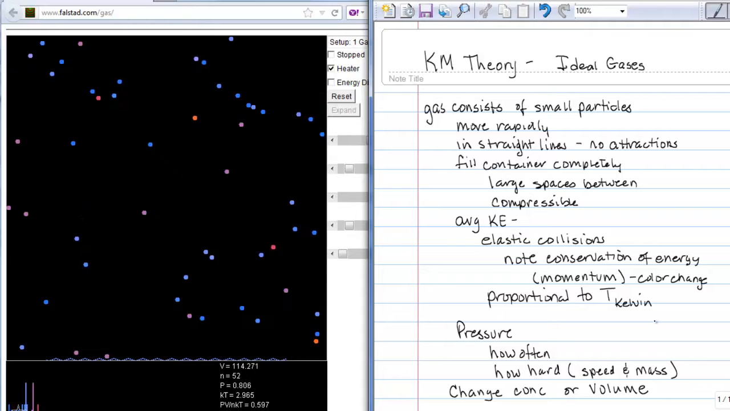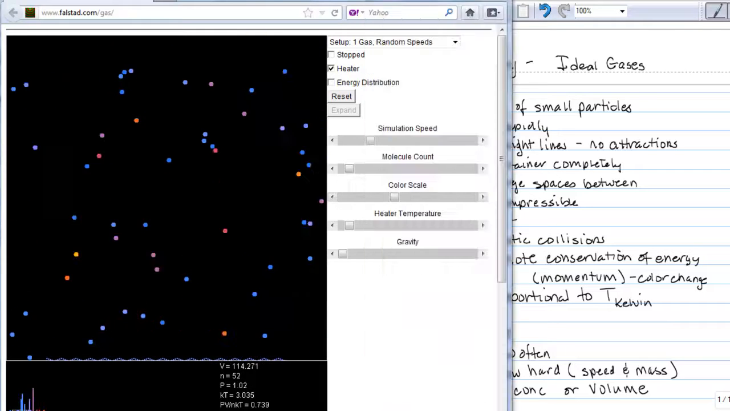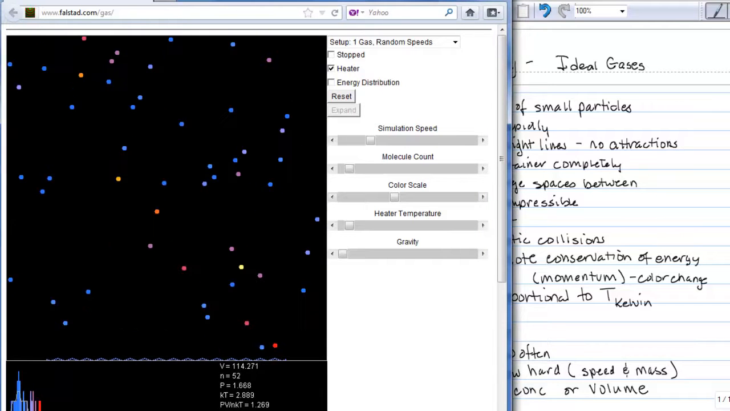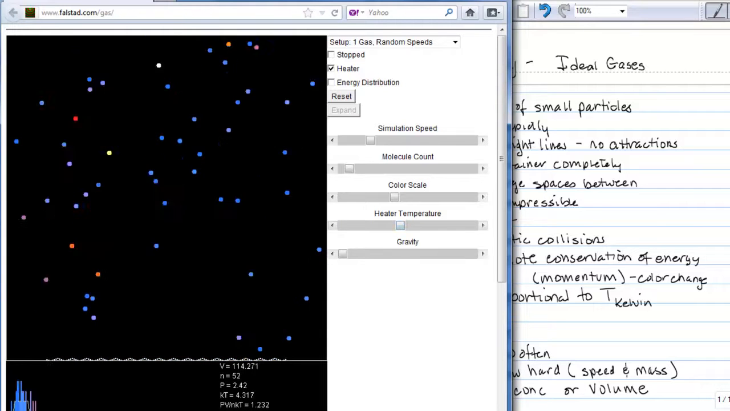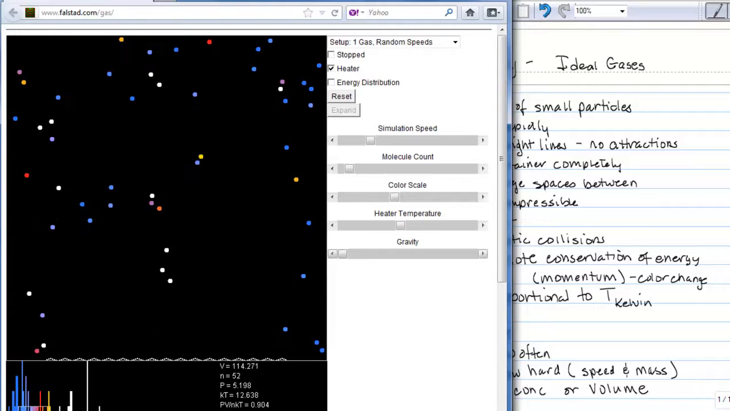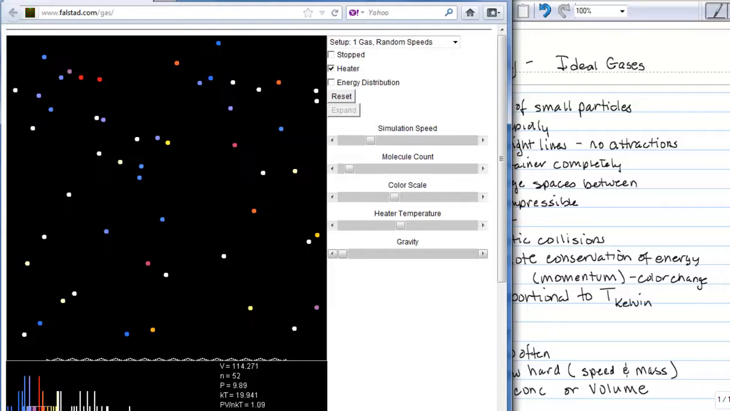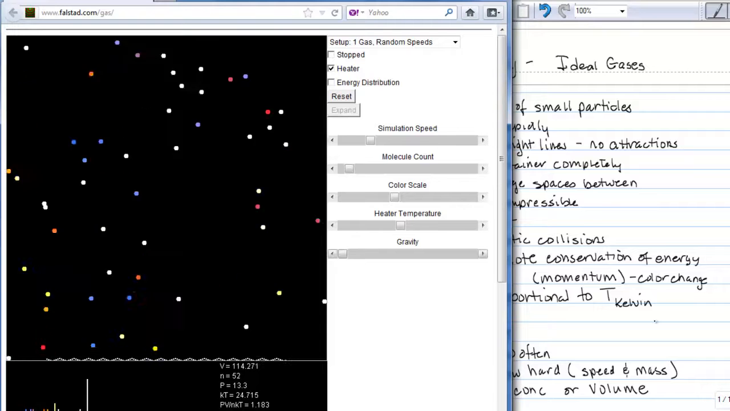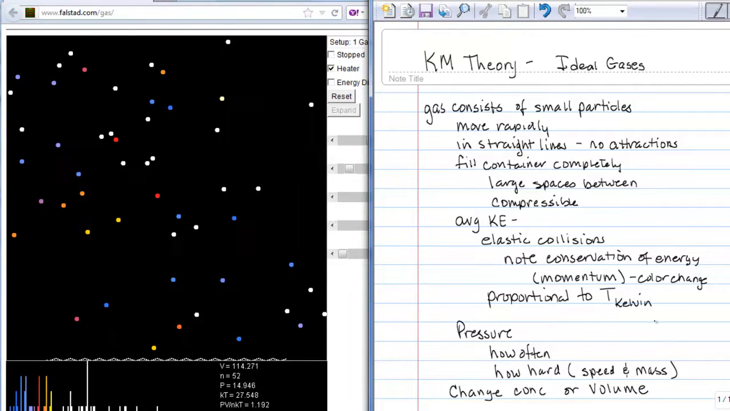Gases consist of small particles that move rapidly, and mine are not moving too rapidly. Let me see if I can move these up and make them move more rapidly. Now they look like they're moving a little bit more rapidly. They should keep moving at sort of a constant rate. They shouldn't halt and stop here, and when you run this animation, they won't do that for you.